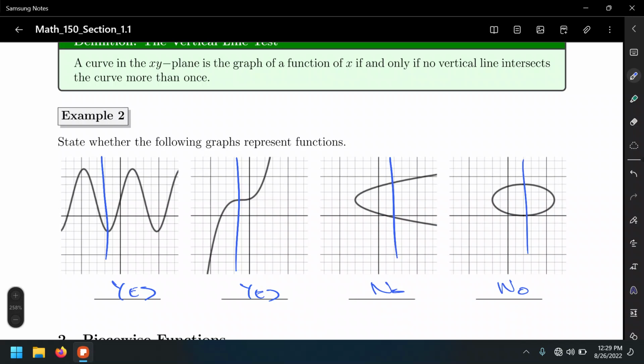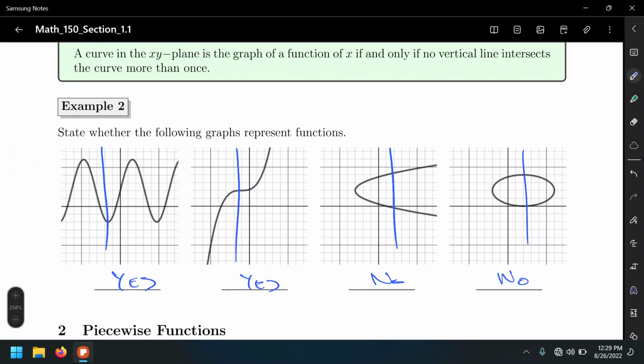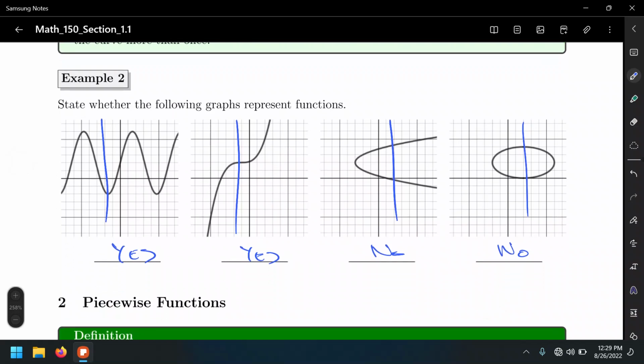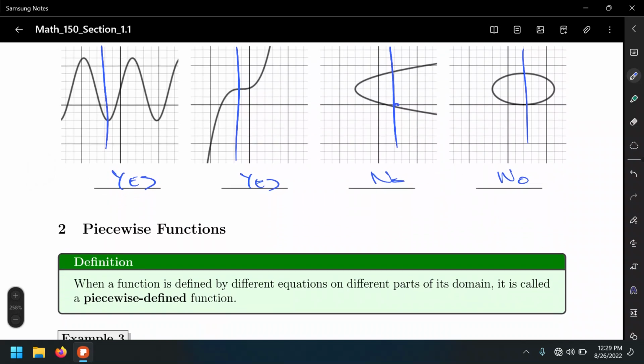Think of this. The way I like to explain this is: can we be in two different places at the same time? Can we be in class and at the beach at the same time? No. We wish, but it's not possible, right? So that's why this is not a function in this case.